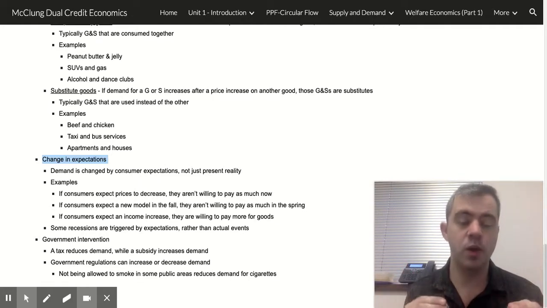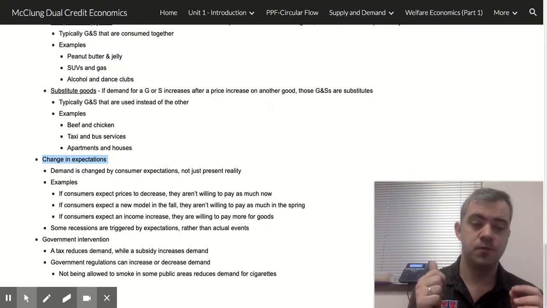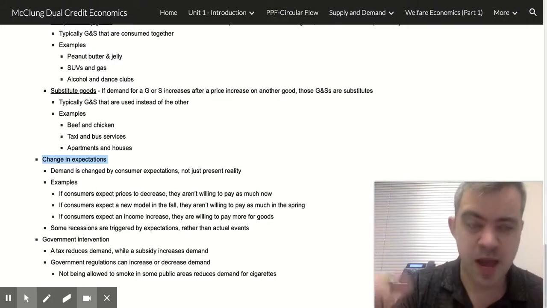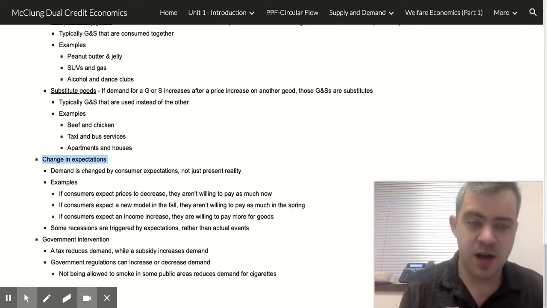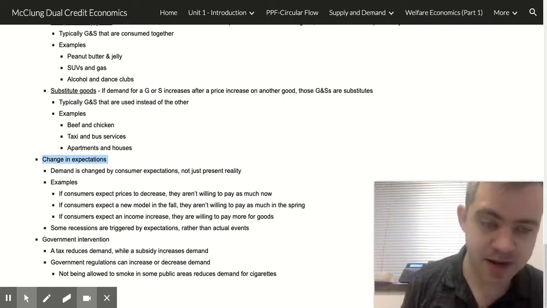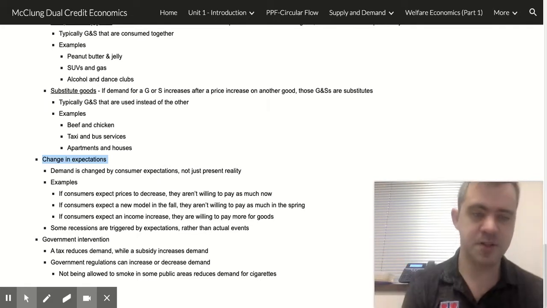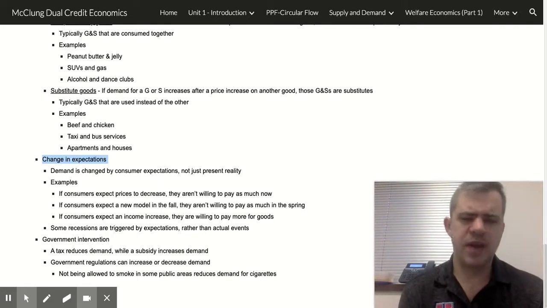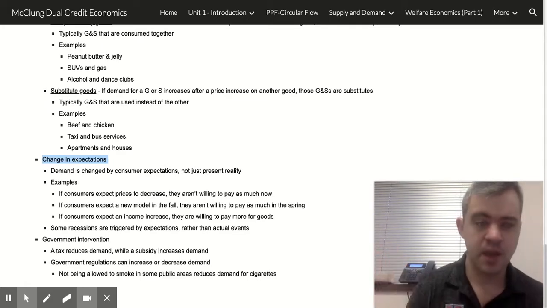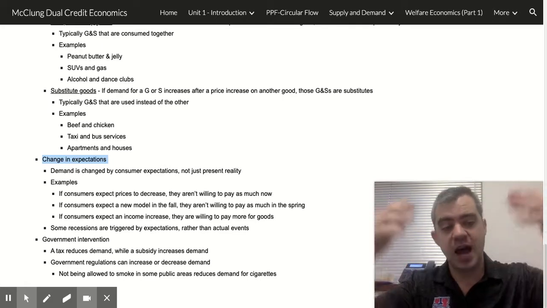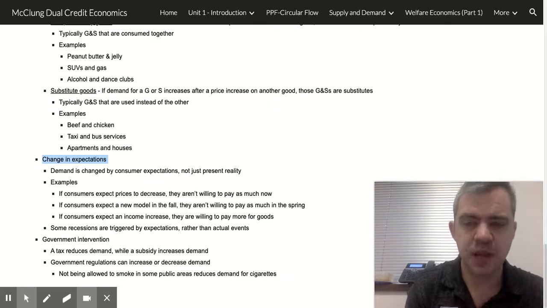We've had situations come up where we think that this product is going away, and everybody goes, "Oh, I think this product is going away, so I'm going to buy a bunch of it right now." So it increased the demand. Or we think a big storm is coming, whether or not the storm actually comes or not. The demand for that item increases.